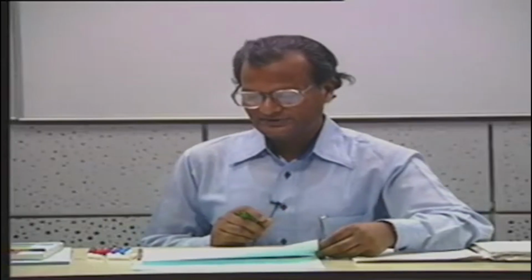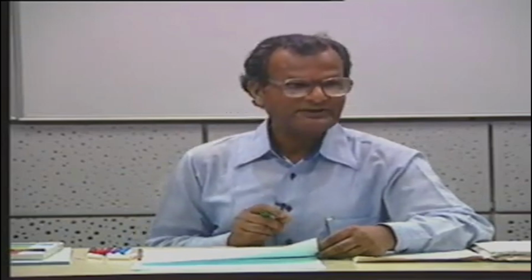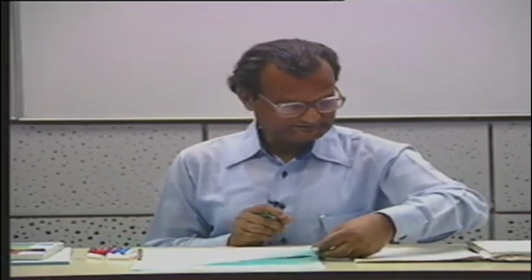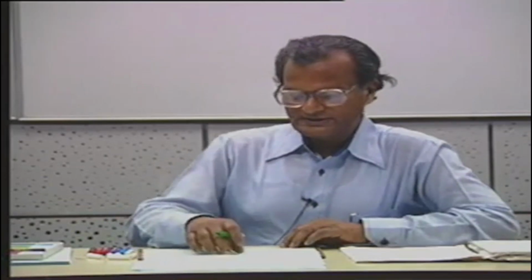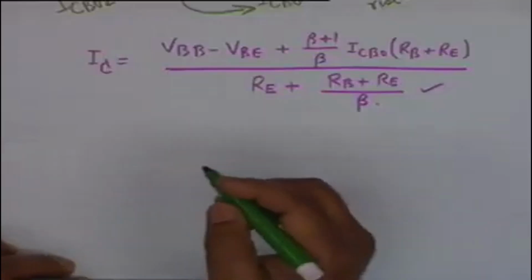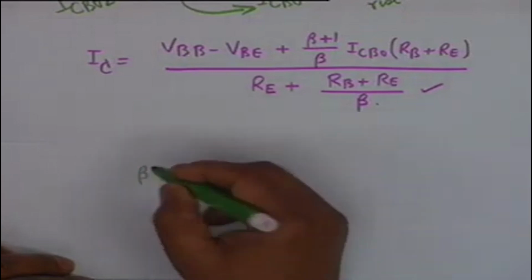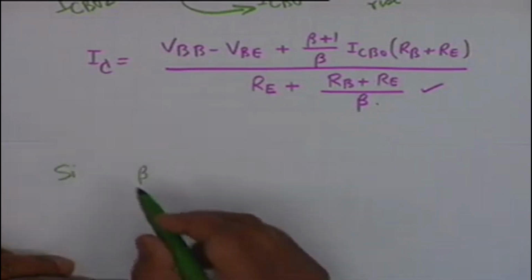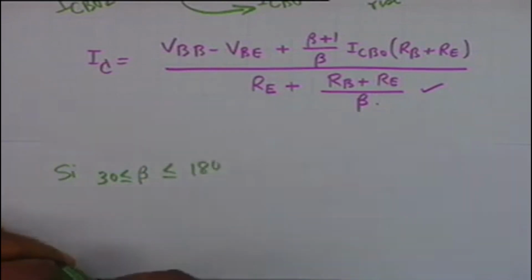Before I take up the question of stabilization, let me illustrate with an example as to how the things change with temperature, utilizing this expression. Suppose we have a transistor circuit. I will keep this expression in view. Is it visible? Okay. Right. Suppose we have a transistor circuit in which the beta, well, it's a silicon transistor, and beta varies between 30 and 180. As I said, 1:6. All right, a silicon transistor.